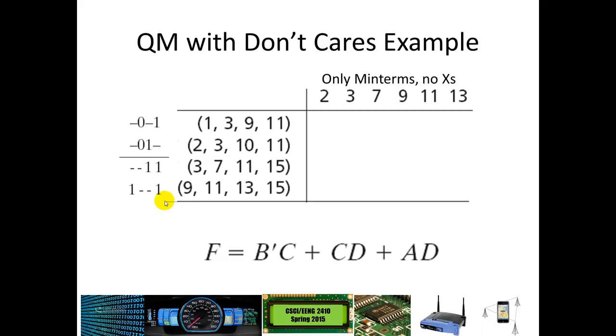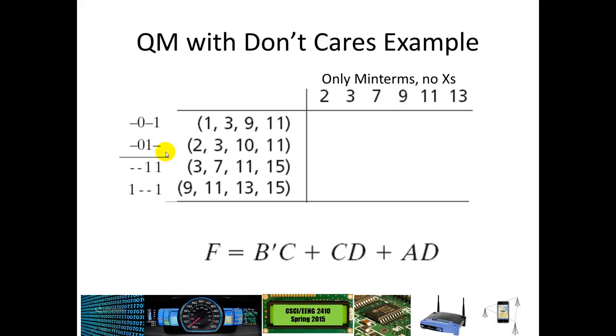So if we go on through, what we end up noticing is that we do have this coverage, and you can check that for yourself. Just go ahead and look at that. What you notice is that 2 is only covered by this second term, so you would only end up with an X there. So that's why you have to choose B prime C prime. This becomes an essential prime implicant.